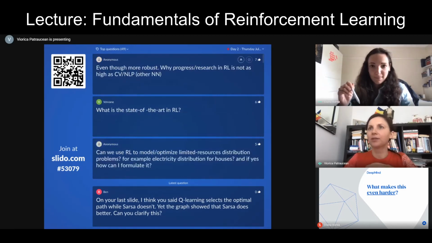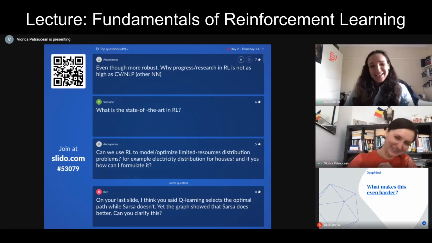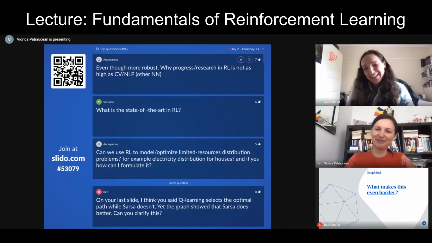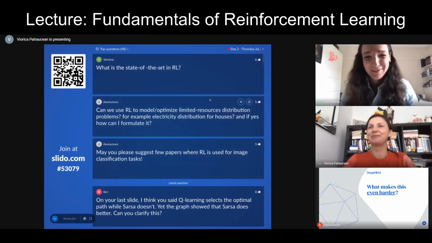Even though more robust, why is progress in research in RL not as advanced as computer vision, NLP, or other neural network based fields? Because it's a much harder problem. And hopefully the next slides will highlight why this is such a hard problem.